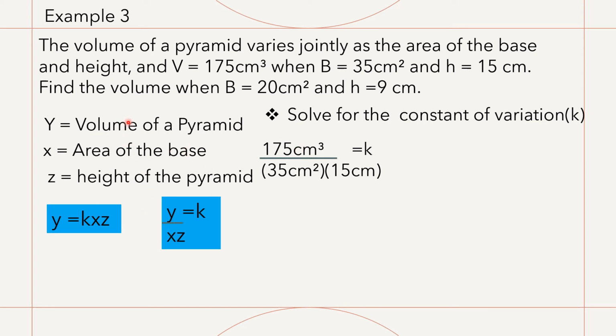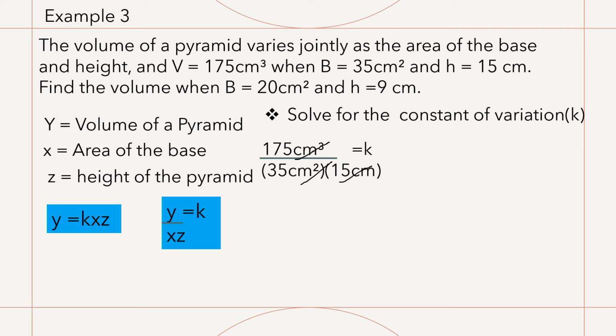Y, volume, that is 175 cubic centimeters, divided by X, and that is the area of the base, which is 35 square centimeters, and the height, that is Z, height of the pyramid, which is equal to 15 centimeters. Now, dito ngayon, yung unit na yan, cubic centimeters na yan, mayroon kang square centimeters dito sa denominator at mayroon kang centimeters. Pag minultiply mo yan, magiging cubic centimeters, which is makakancel na ngayon yung unit.